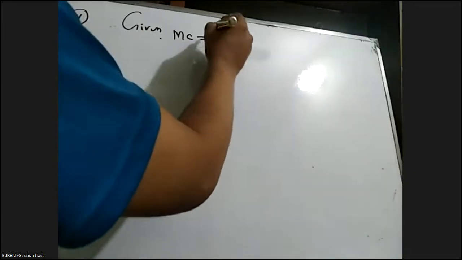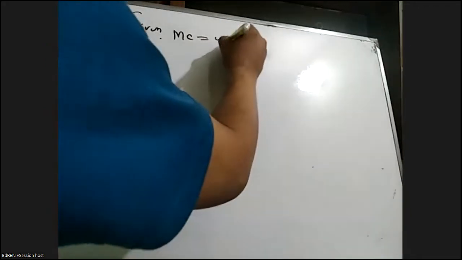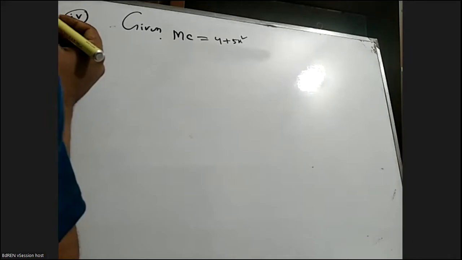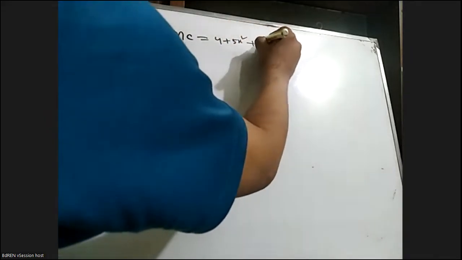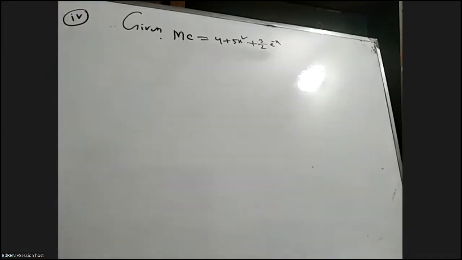The fourth problem. What was the question of the fourth problem? We are given marginal cost equals 4 plus 5x square plus 3 by 2 e to the power minus x. This is the given marginal cost.